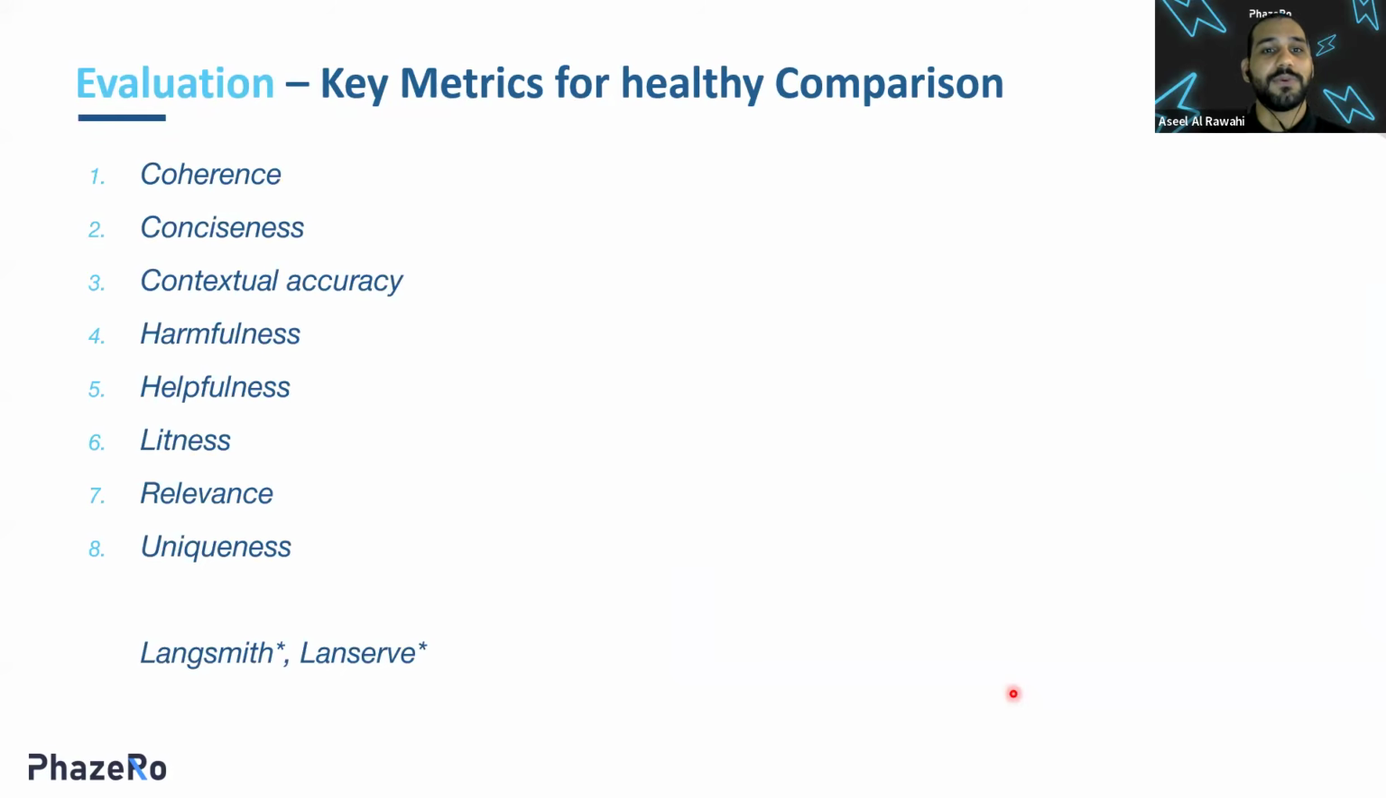And if we would like to compare between different responses, what kind of metrics or evaluation can we utilize? Mainly, we look at coherence, conciseness, accuracy, harmfulness, helpfulness, and lightness. And this is, again, where we can utilize open source tools or custom tools. For our case, we have LangSmith that can allow us to see and evaluate our large language model response. And also we have LangServe that allows us to deploy such a solution.